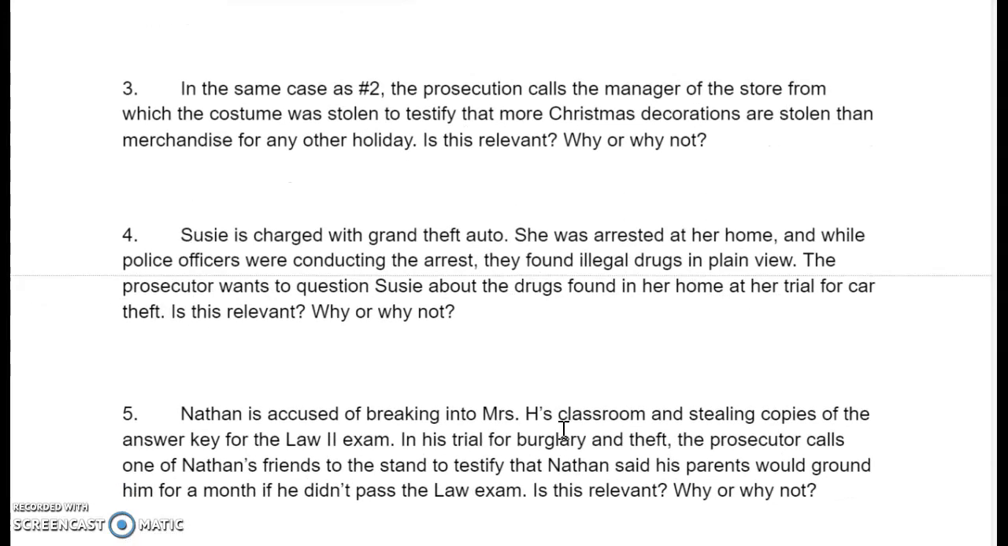Okay, so let's say that in the same case now we have a store manager that is going to testify that more Christmas decorations are stolen than merchandise for any other holiday. Is this relevant? And again, most of you got this one correct. The answer is no. Who cares? Who cares if Christmas merchandise is stolen? That has nothing to do with the fact that Alyssa stole a Halloween costume. So number three is irrelevant.